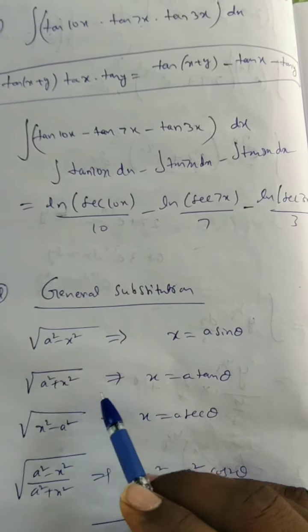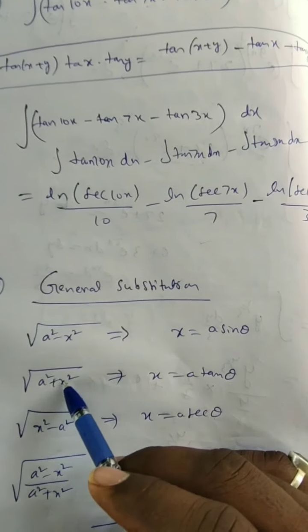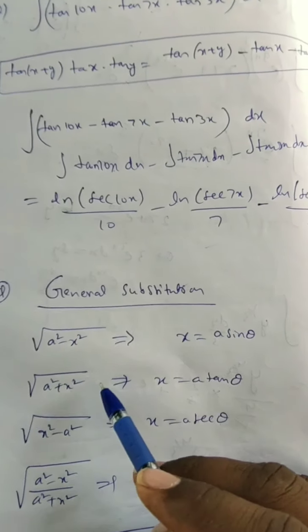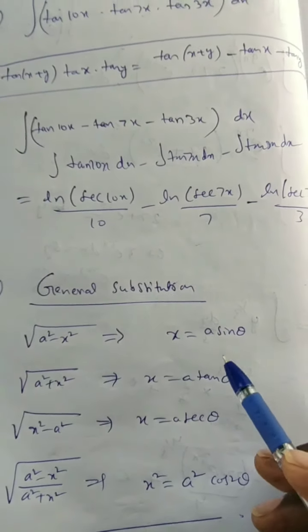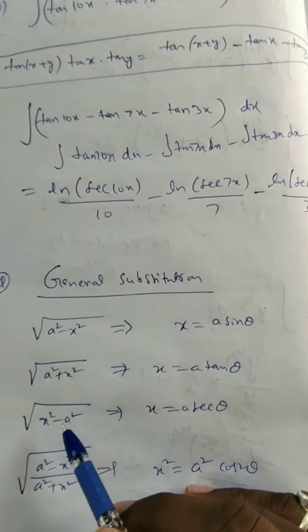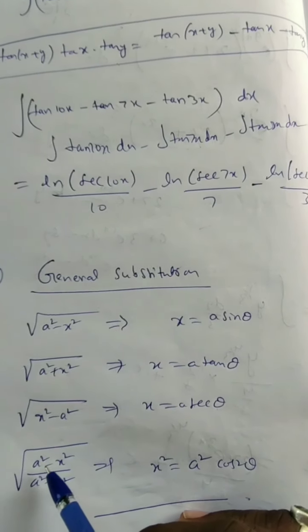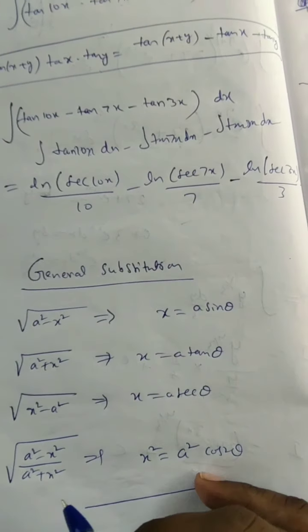Under the root of a square plus x square, we can substitute x equal to a tan theta. If you substitute a tan theta in place of x, that is a square tan square theta, take a square common, 1 plus tan square theta is sec square theta, and the square root cancels. To make the square root cancel, we are doing all these things. Under the root of x square minus a square, I can write x equal to a sec theta. And here also, we use these substitutions just to cancel the square root.